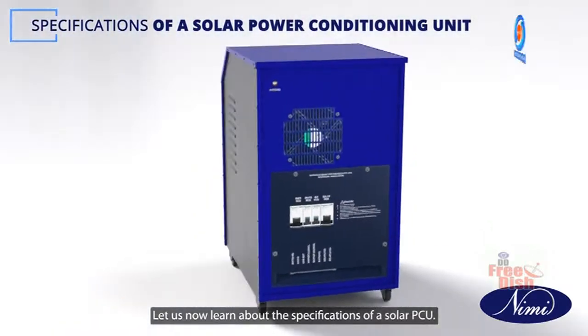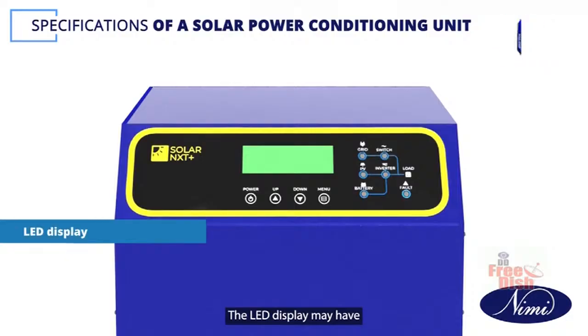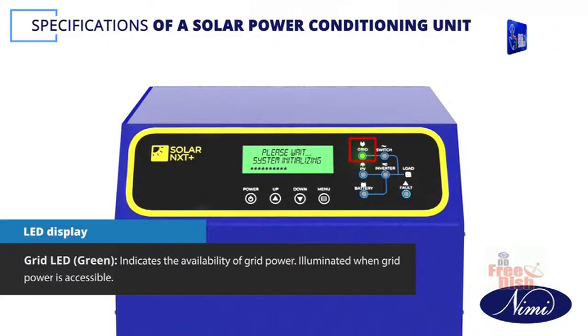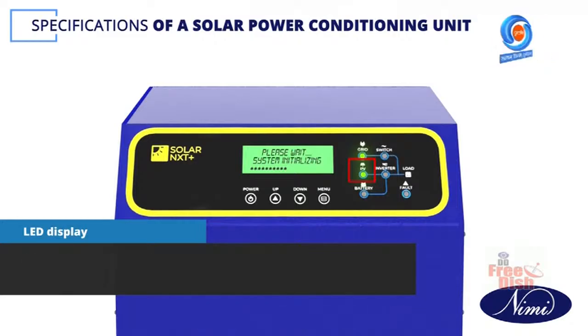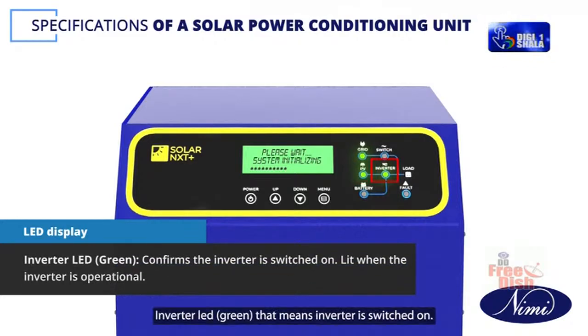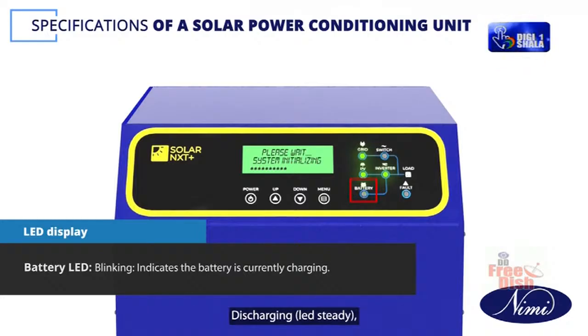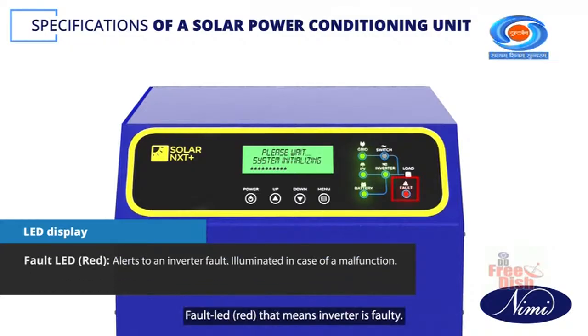Let us now learn about the specifications of a solar PCU. The LED display may have grid LED green, that means grid power is available. PV LED green, that means solar is available. Inverter LED green, that means inverter is switched on. Battery LED blinking, that means battery charging, or steady, battery discharging. Fault LED red, that means inverter is faulty.